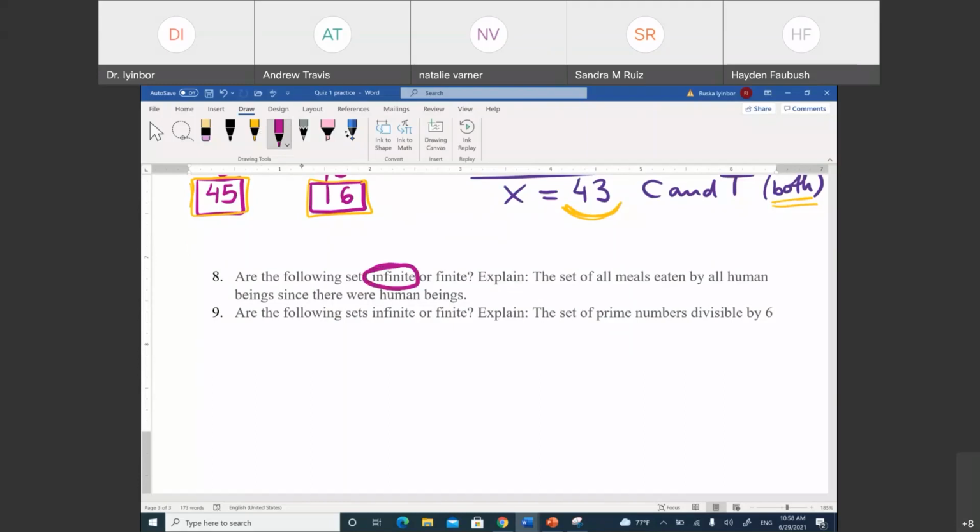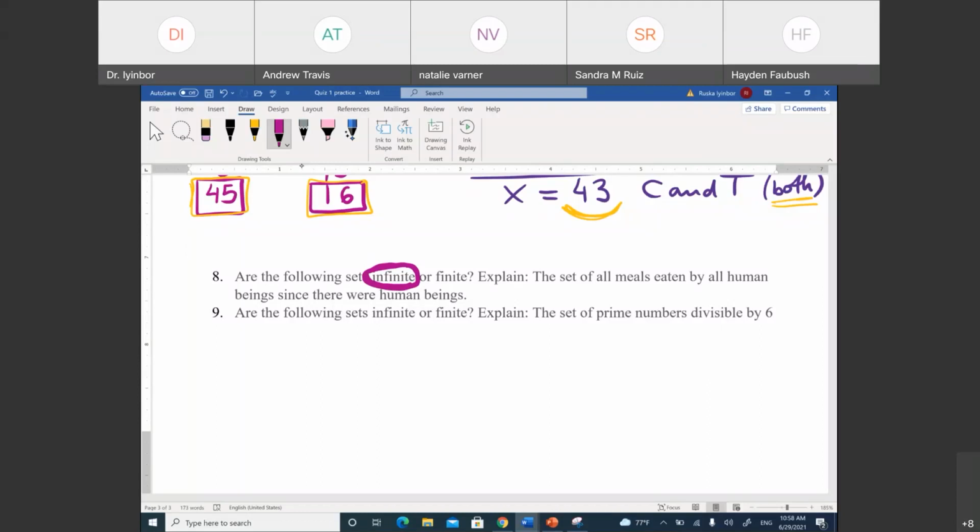You cannot count them, so it's infinite. Finite is if you can count them. Infinite, think about the infinity symbol, it continues forever. So here it's infinite. Got it? Right. Now, for the next example, you have the following set, infinite or finite.